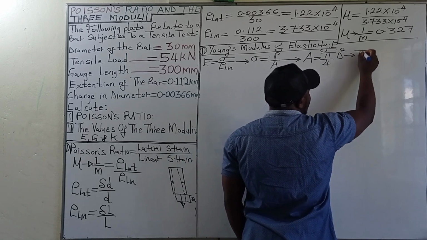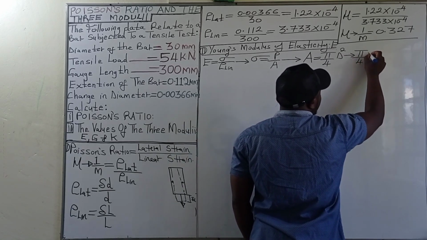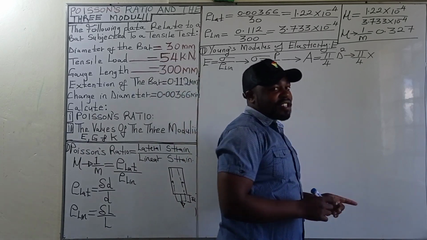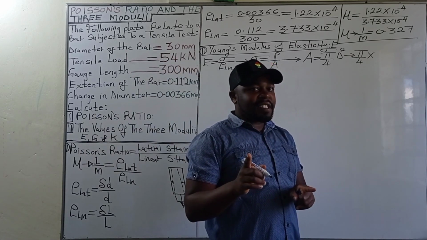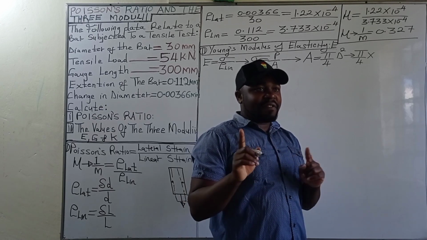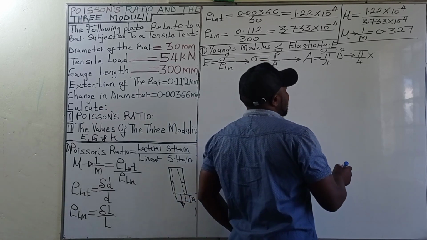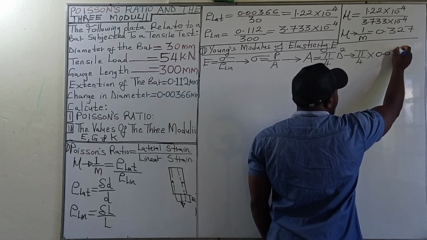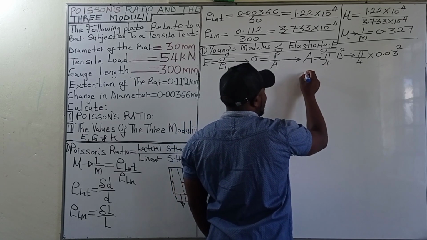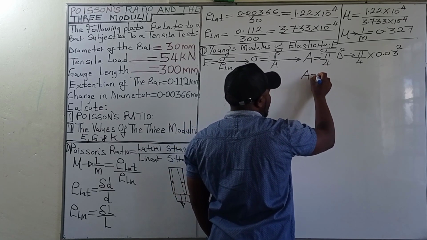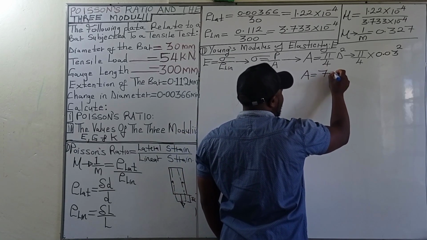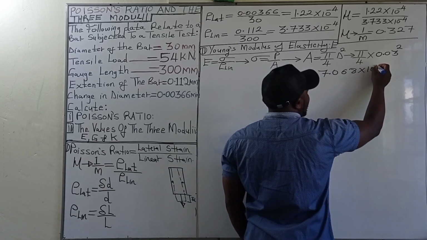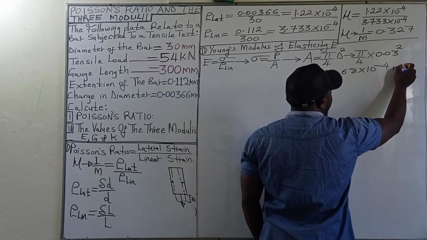And this is going to be pi/4 times the diameter of the bar, 30 millimeters. We have to convert that to meters. 1 meter is equivalent to 1,000 millimeters. Therefore, 30 divided by 1,000 happens to be 0.03, squared. And that's going to give us a cross-sectional area of 7.068 times 10 raised to the power of -4 square meters.